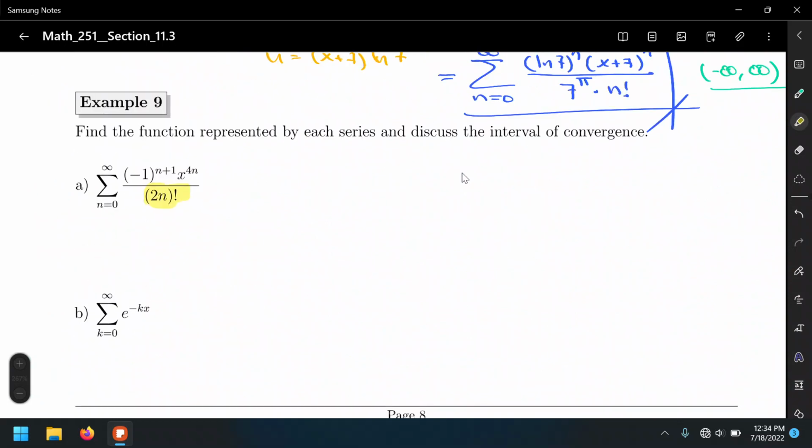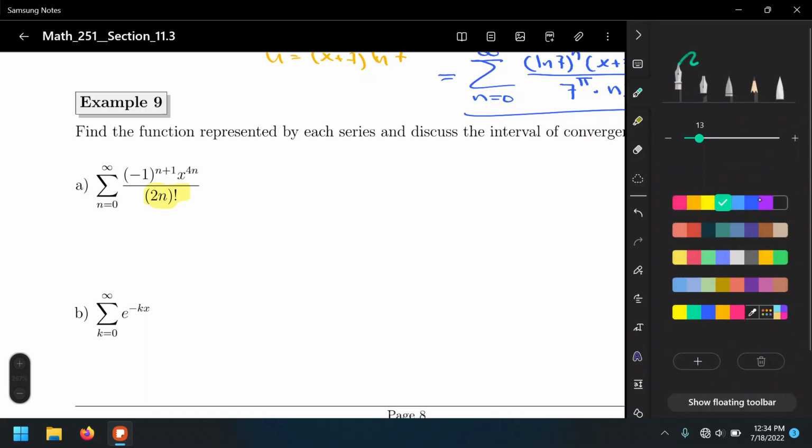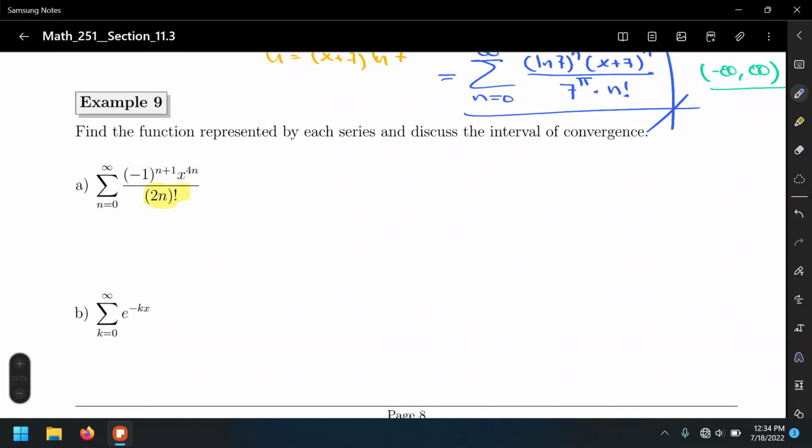Well, number 1, the alternating factor differs by the power n plus 1 as opposed to just n. Sorry, and the power of x is 4n and not 2n. So there's a couple of things that we might want to do first. So the sum from n equals 0 to infinity, I'm going to write this as (-1)^n times (-1) to the first power, and this x^(4n) is the same as x^(2·2n), the whole thing divided by (2n)!.